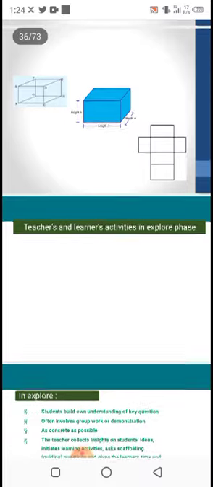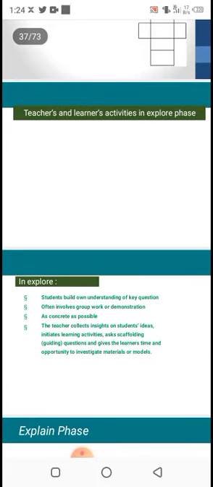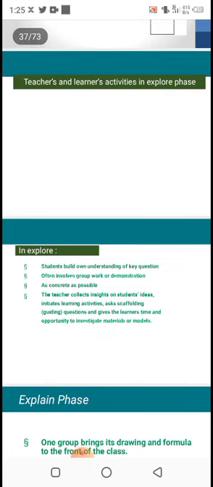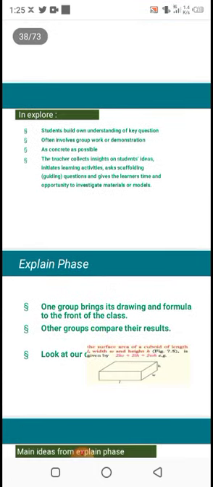Teachers and learners activities in the explore phase. Students build their own understanding of key questions, often involving group work or demonstration. As concrete as possible, the teacher collects insight on students' ideas, initiates learning activities, asks scaffolding guiding questions, and gives the learners time and the opportunity to investigate materials or models.